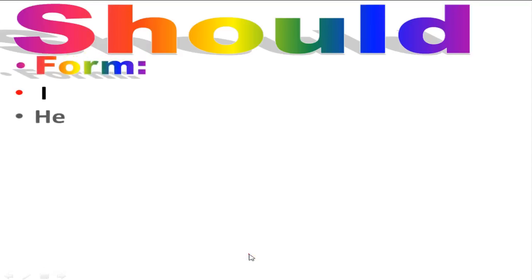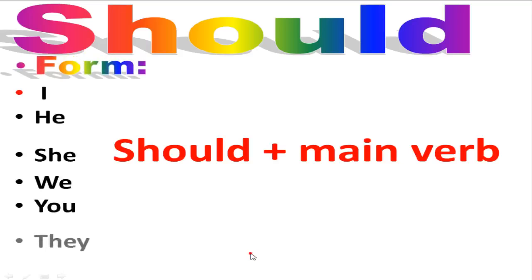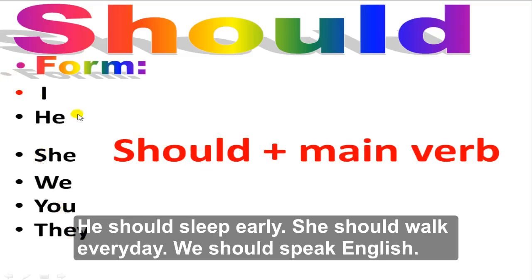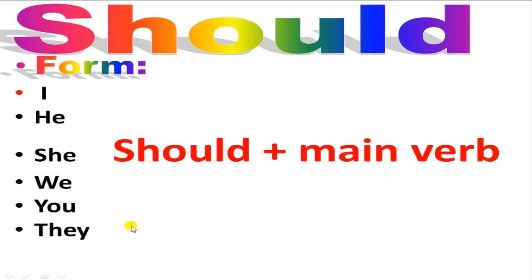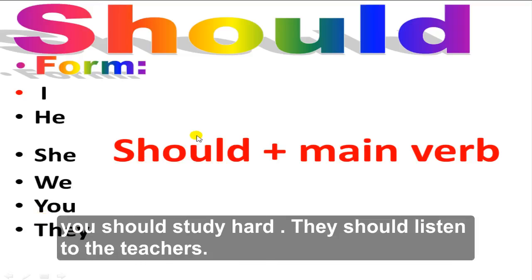Form: I, he, she, we, you, they, plus should plus main verb. I should. He should sleep early. She should walk every day. We should speak English. You should study hard. They should listen to the teacher.